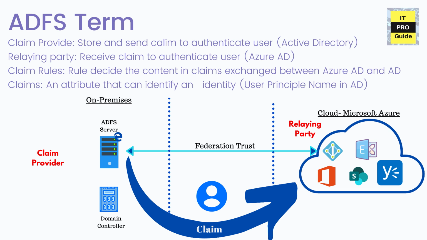So a claim is an attribute that can identify an identity. A simple example is user principal name, which is an Active Directory attribute that can be shared from a claim provider, which means an on-premises Active Directory, to a relying party, that is Azure AD.